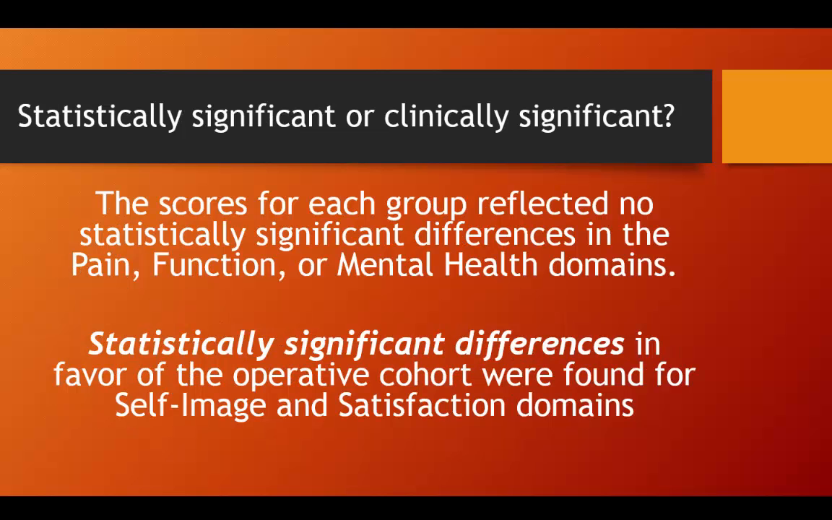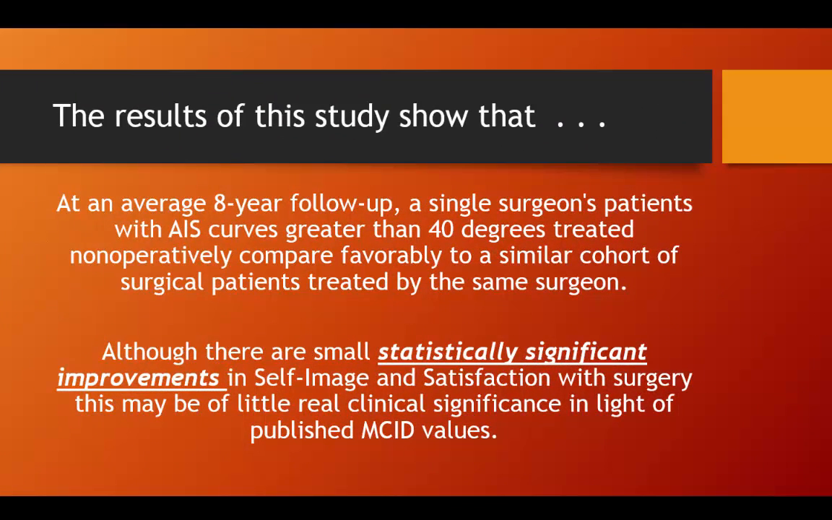The scores for each group reflected no statistically significant differences in the pain, function, or mental health domains. Statistically significant differences in favor of the operative cohort were found for self-image and satisfaction domains, but was this clinically significant? The results of this study show that at an average 8-year follow-up, a single surgeon's patients with AIS curves greater than 40 degrees treated non-operatively compare favorably to a similar cohort of surgical patients treated by the same surgeon. Although there are small statistical significant improvements in self-image and satisfaction with the surgery patients, this may be of little real clinical significance in light of published MCID values.